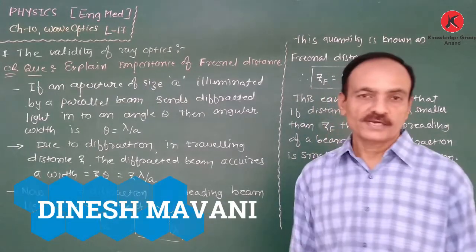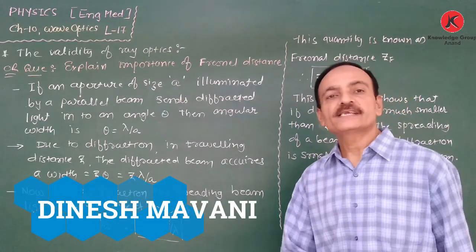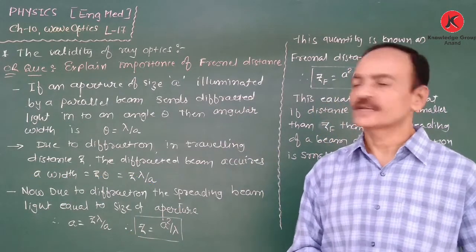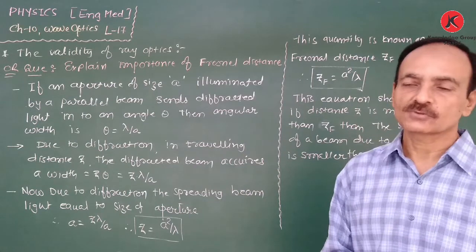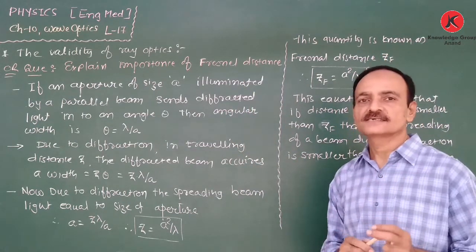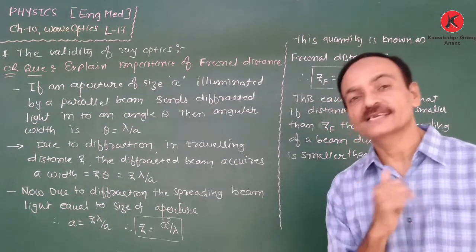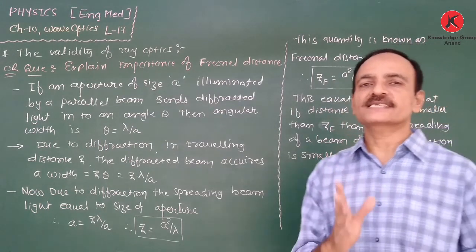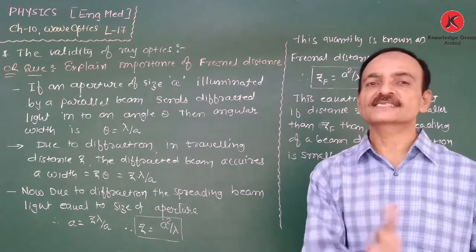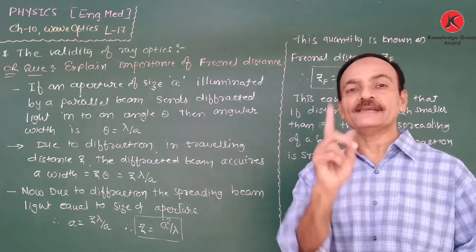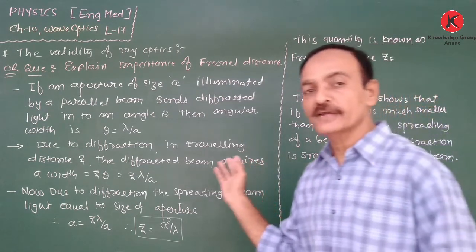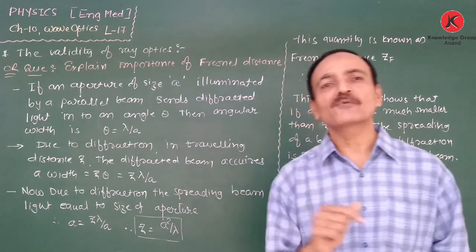Good morning, friends. Already we discussed interference and diffraction, right? Now the last topic of diffraction, the validity of ray optics, or what is the importance of the Fresnel distance. First we have to know what the Fresnel distance is. In diffraction phenomena, the distance between the slit and screen, capital D, is known as the Fresnel distance. Here we are going to discuss this and its importance.